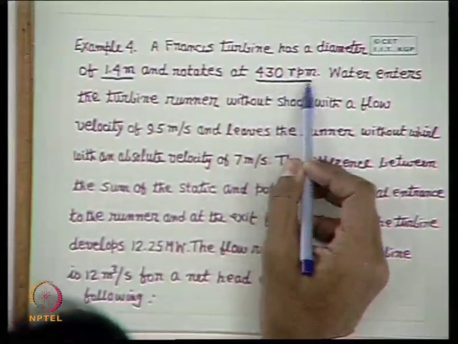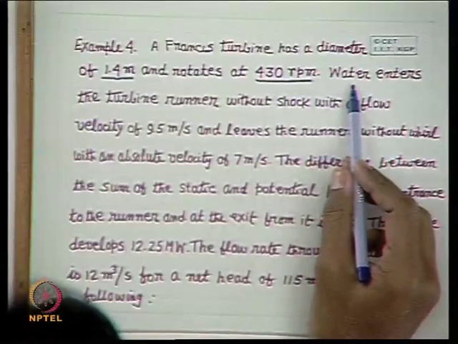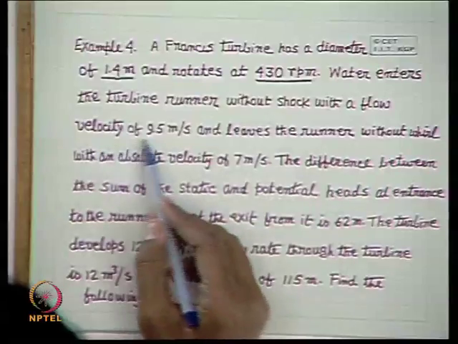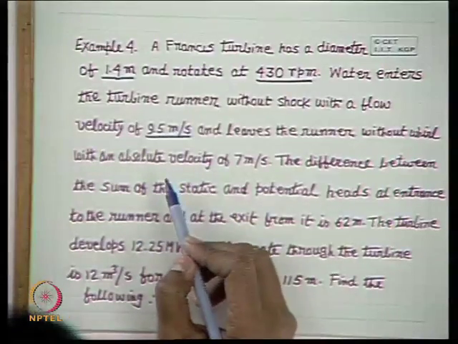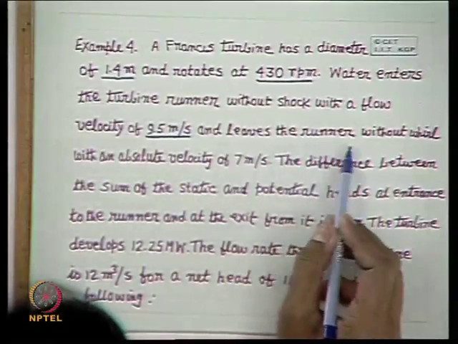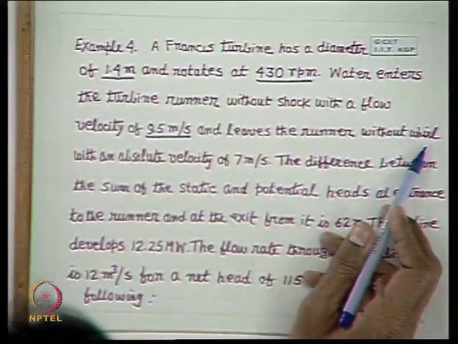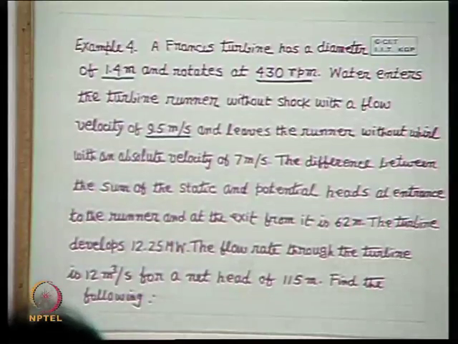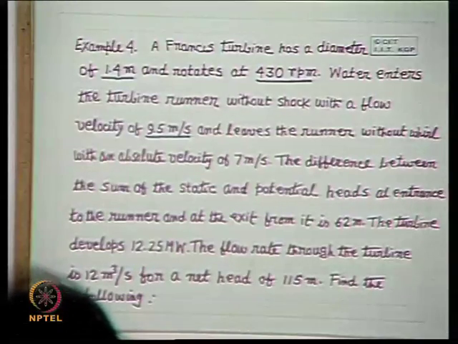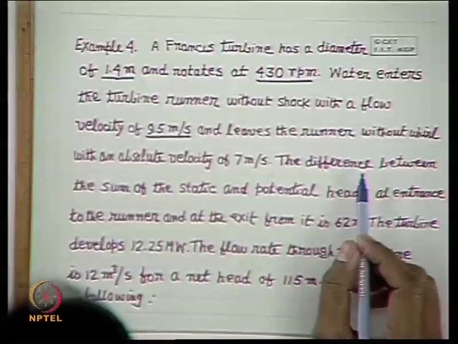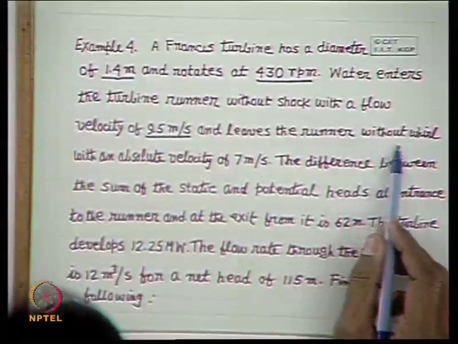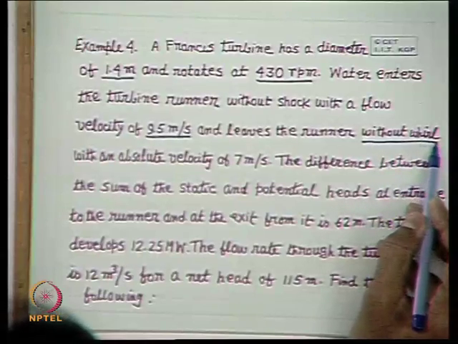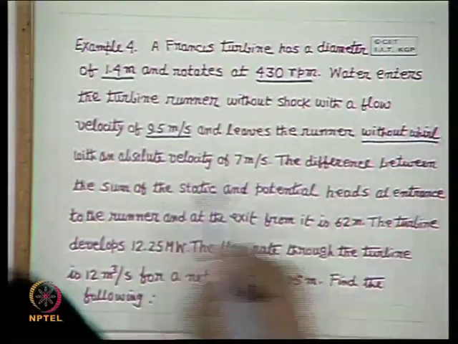That means the rotational speed is given. Water enters the turbine runner without shock, with a flow velocity of 9.5 meter per second. This is the flow velocity. And it leaves the runner without whirl, that means without any tangential component. This is usually done in the design of all runner blades. If a problem in your examination does not mention without whirl, you can assume that the outlet is without whirl, and draw the velocity triangle at the outlet accordingly.